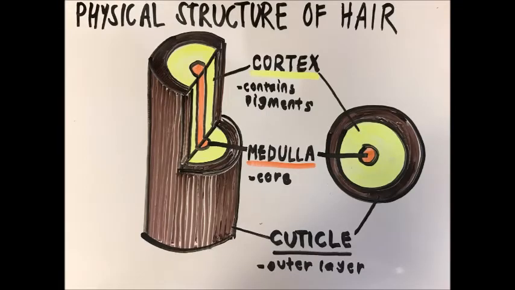This is the structure of hair. Hair is made up of the cuticle, cortex, and medulla. The medulla is the core, and the cortex is outside of the medulla and contains pigments that give hair its natural color. Finally, the cuticle is the outermost protective layer of hair.